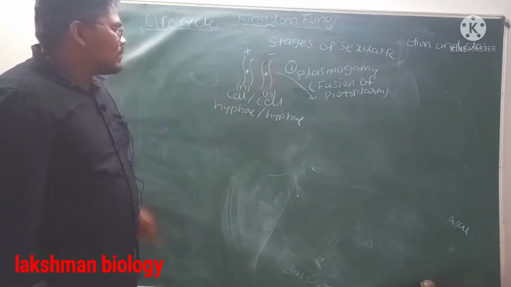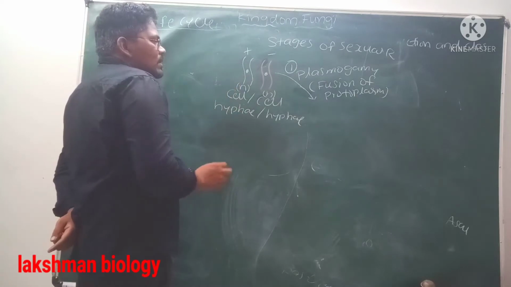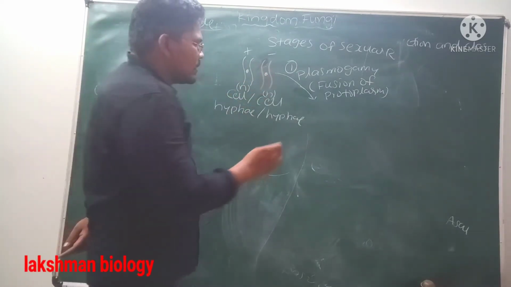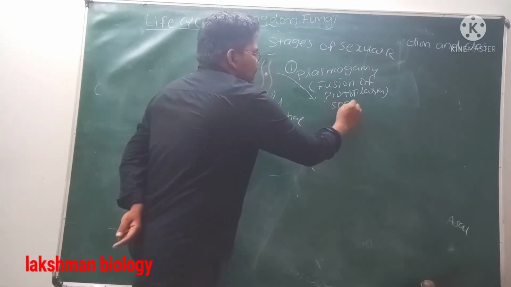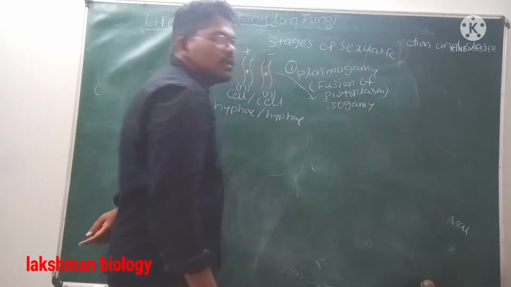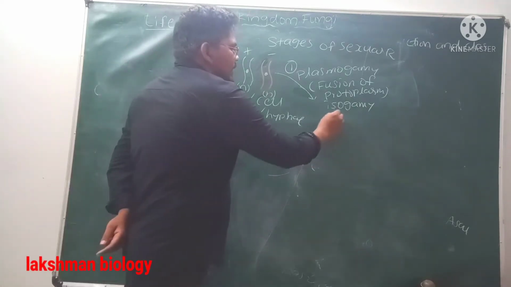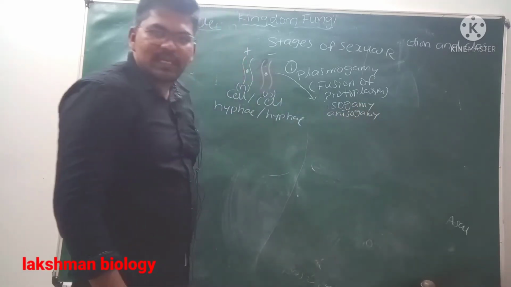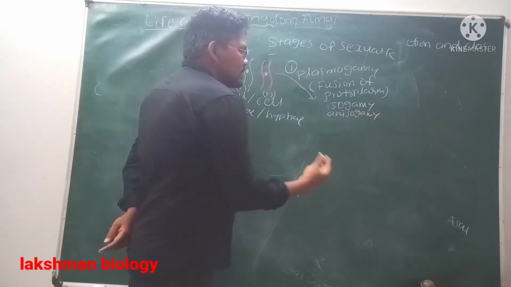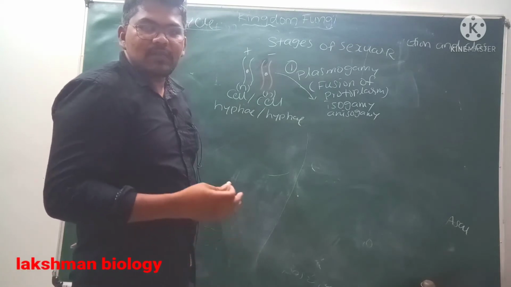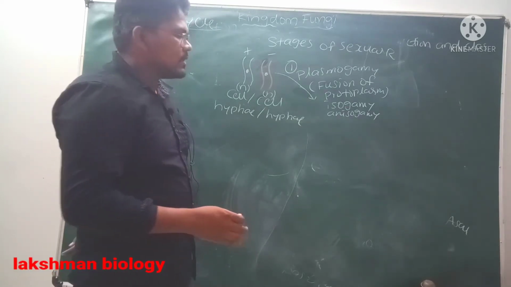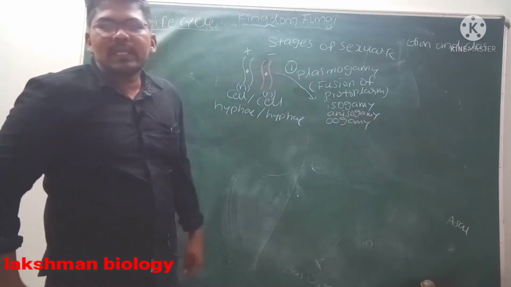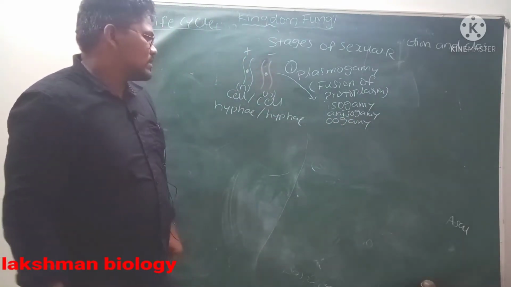We can see the plasmogamy between two cells. If these two cells are similar in size and shape, that type of fusion is called isogamy. If both are different in size and shape, it is anisogamy. If one is larger and another one is small, that is called oogamy. Actually oogamy means the male is small and motile, the female is large.